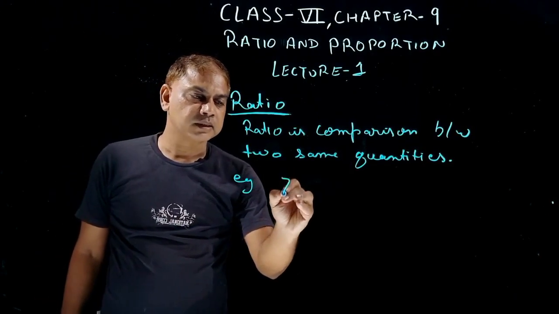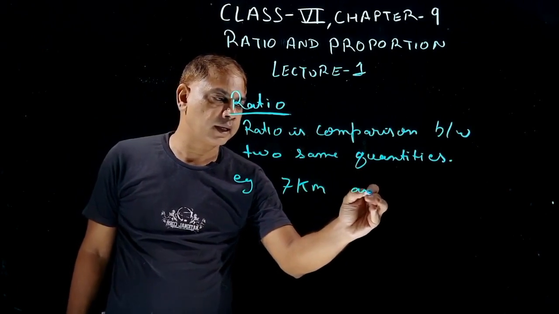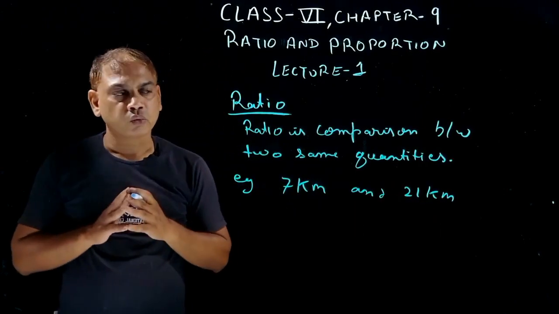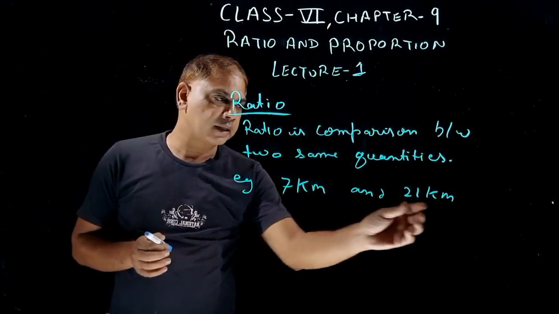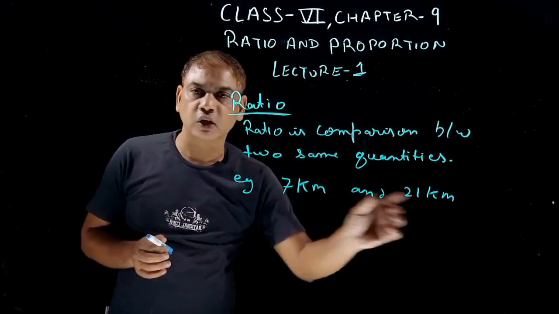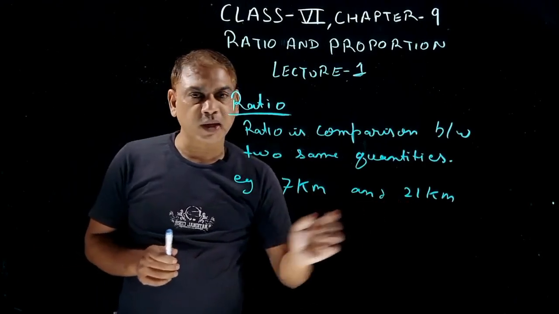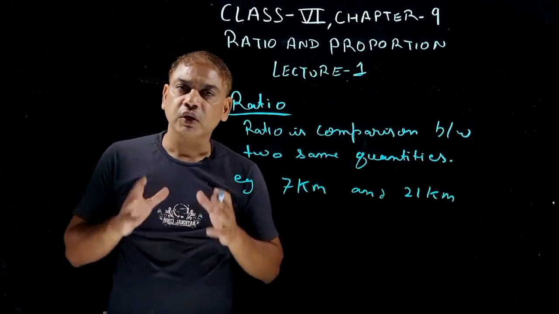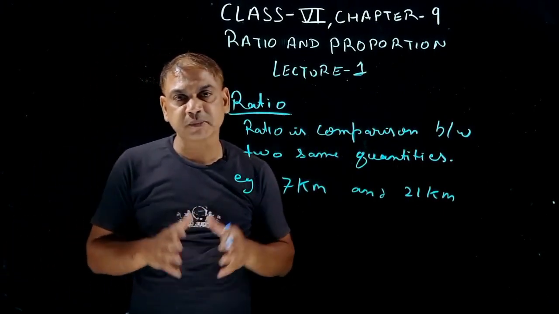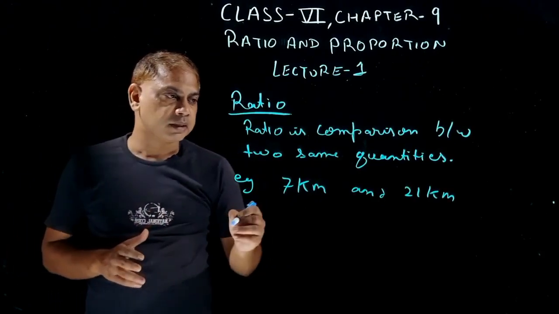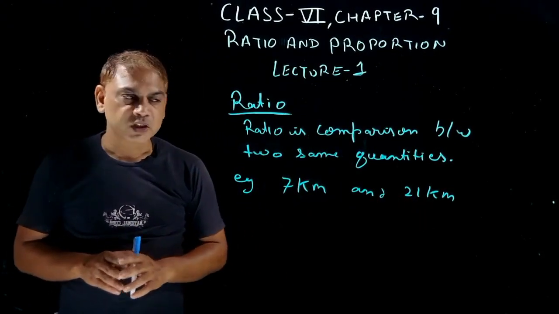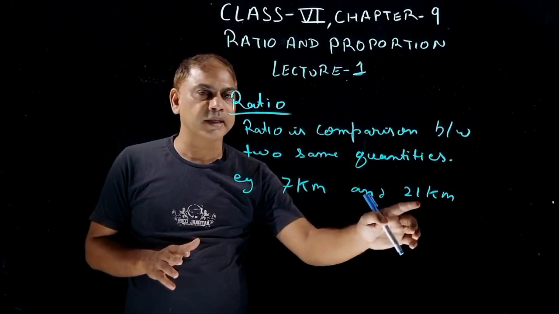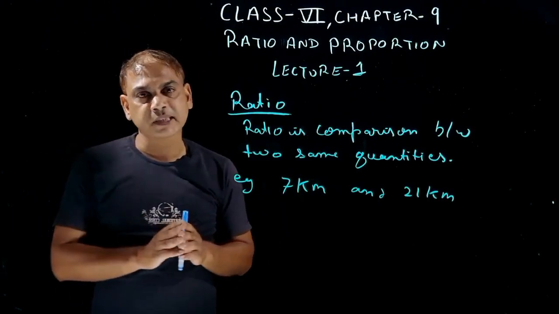For example, 7 kilometer and 21 kilometer. We have these two quantities and they are same. This is also kilometer and this is also kilometer. So when we compare two quantities, that means ratio. Okay? So what is ratio? Ratio is a comparison between two quantities, between two same quantities, students. Kilometer, kilometer. Okay? So quantities should be same. ऐसा नहीं है कि ये 7 किलोमीटर है और ये 21 मीटर है. No. They should be same. Okay?